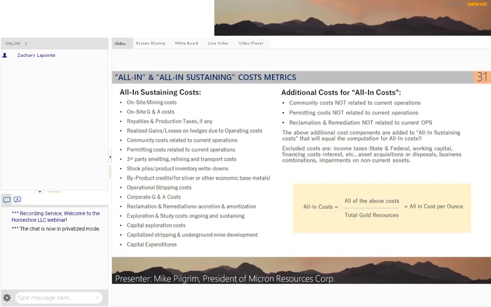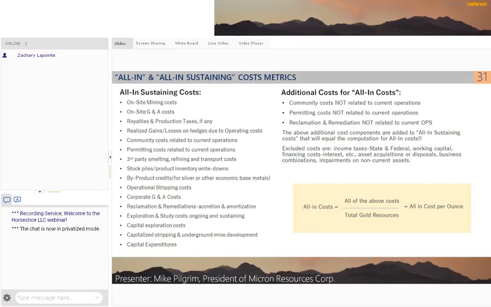Third-party smelting, refining, and transport costs. This is the cost that we'll have to incur initially on smelting. We'll be sending it, hopefully, to the Freeport-McMoRan facility up in Miami, Arizona. Yes, Miami, Arizona, not Florida or Oklahoma. Miami, Arizona, which is their major smelter operation. Because of the Clean Air Act, etc., smelters are hard to find, particularly from the mining companies themselves.